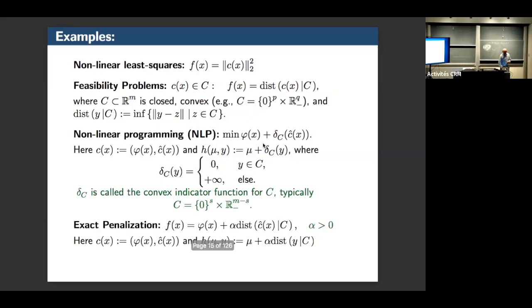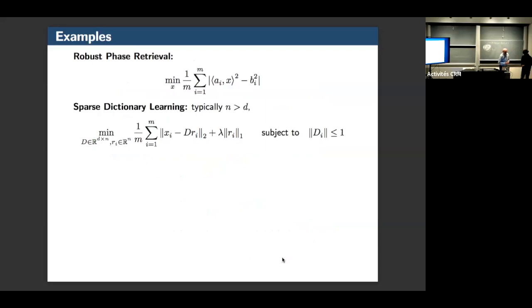That's the convex indicator. Exact penalization, so I can replace the indicator with the distance function. And then I can do smooth plus convex, which is a big class of problems now, championed by Nesterov, where you have a smooth function, not necessarily convex in this case, and you're adding to it your g of x for regularization. Okay, so the robust phase retrieval problem is another instance.